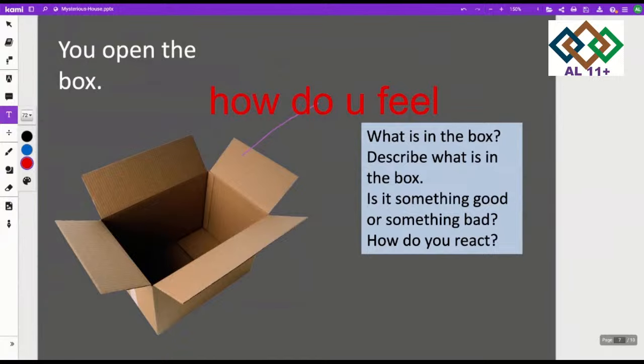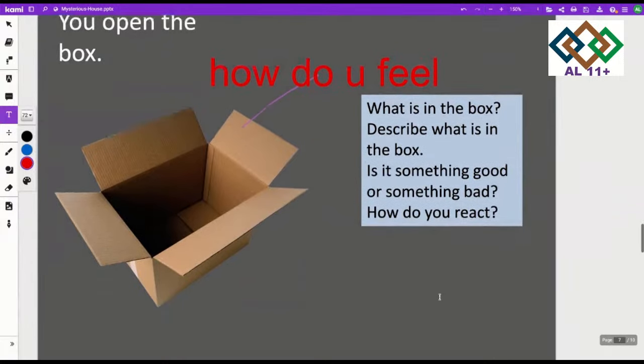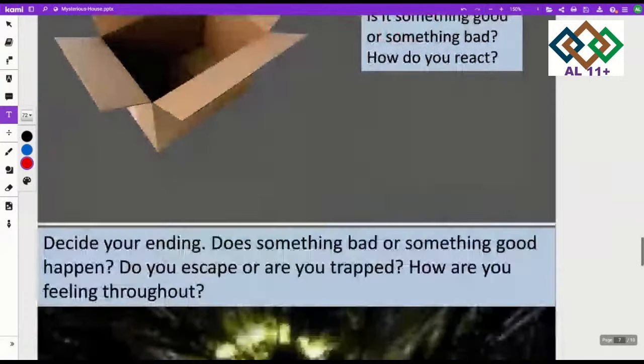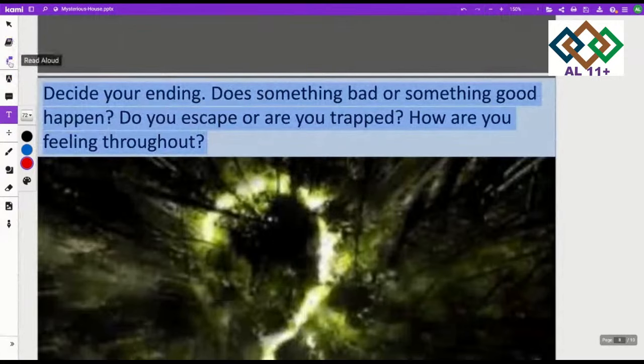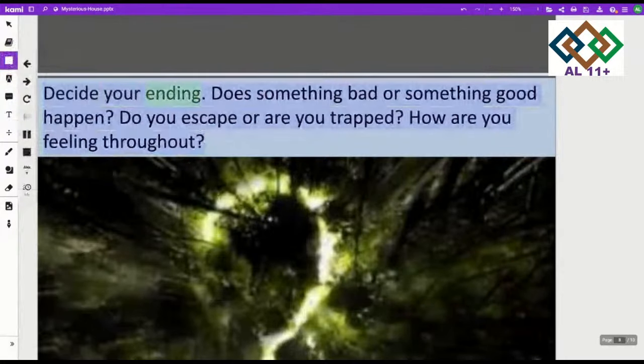So basically, you need to think about this. Is that something good or something bad? How do you react? How do you think you will react about this? Because there's nothing in the box. Now, after all these things, you have to decide your ending. Does something bad or something good happen? Do you escape or are you trapped? How are you feeling throughout?